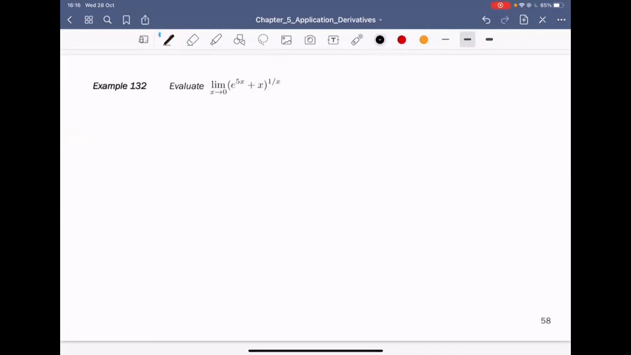So let's say you have the limit of this thing. If you plug in 0 here, you're going to see you have e to the 5 times 0 plus 0, to the 1 over 0. This is 1 to the infinity. The base goes to 1 where x goes to 0, and the exponent goes to infinity where x goes to 0. It is not actually 1. Well, if you plug in, yeah, you get 1, but this is not actually 1. This is something close to 1 because x goes to 0. x is not actually 0, it just goes to 0. So this is actually the indeterminate form 1 to infinity.